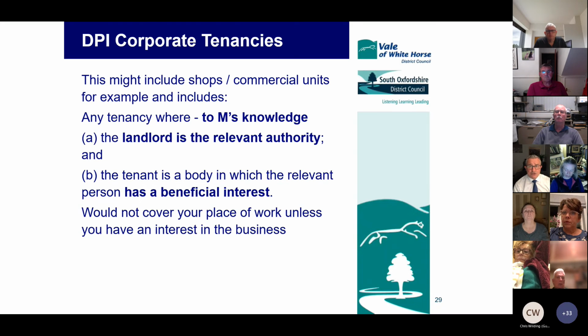So corporate tenancies, so shops, etc. If your council owns any commercial property which is let and the councillor is a tenant, then of course that would be a DPI.